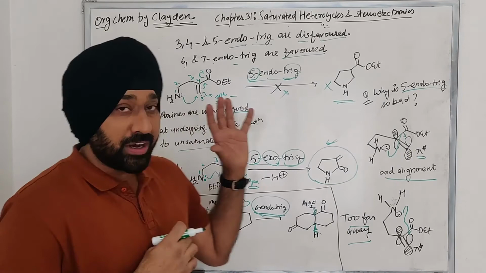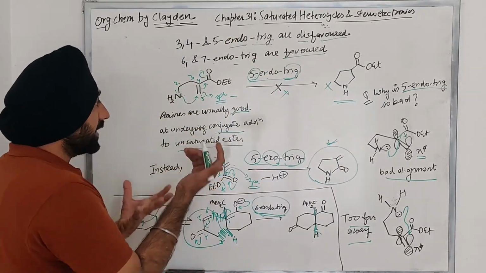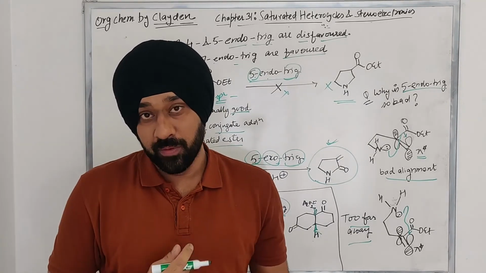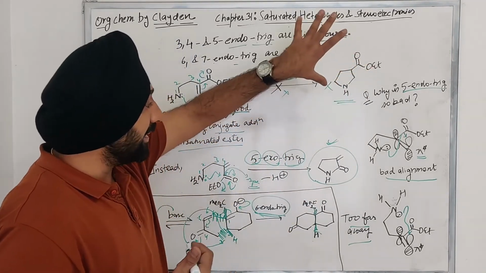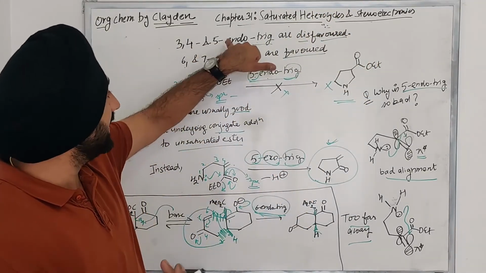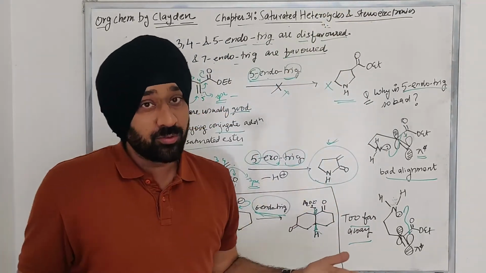So now we are going to look at the exceptions of this particular case, where we will see how, instead of NH2, if we have an SH, that is a thiol group, we end up getting the desired product. That is an exception to the 5-endo-trig that we have called disfavored, but in those cases it happens.